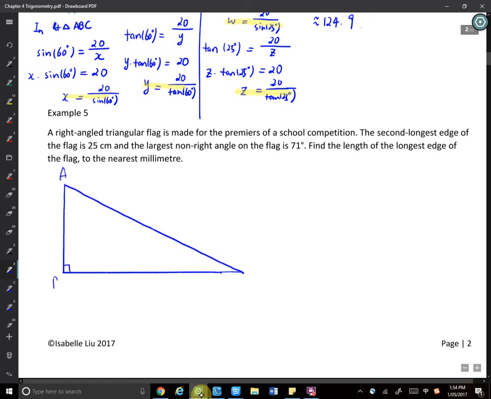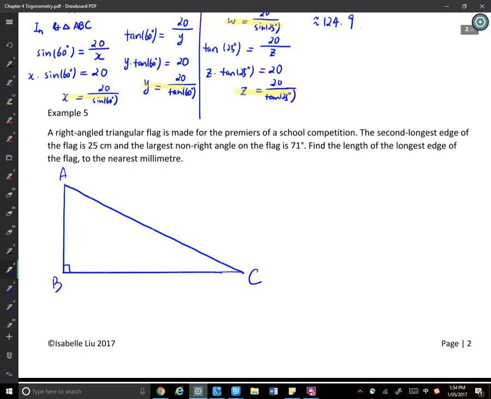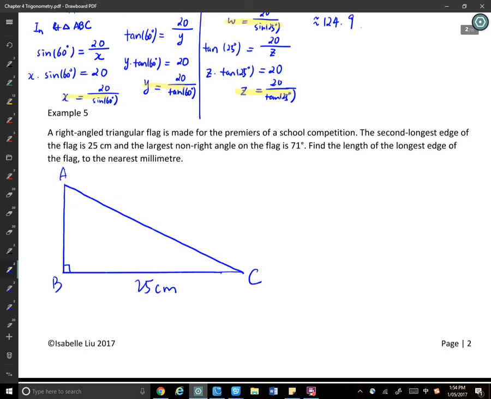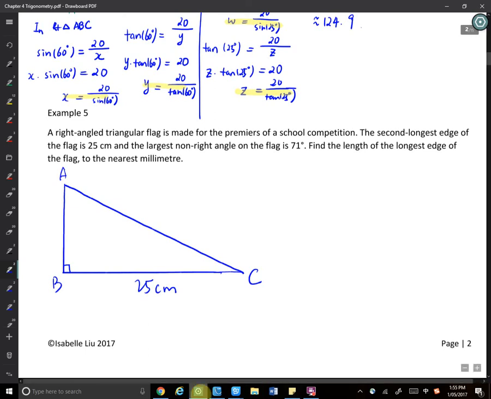And I'll give you A, B, C. Okay, AB is shorter than BC. Which one should be the longest edge? AC is the hypotenuse. Therefore, the second longest edge of the flag is 25. So which one should be 25? Second longest, BC. BC should be 25 centimeters. And then the largest non-right angle on the flag is 71 degrees. So which angle is 71? BAC.